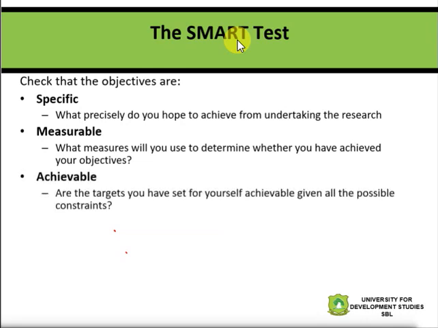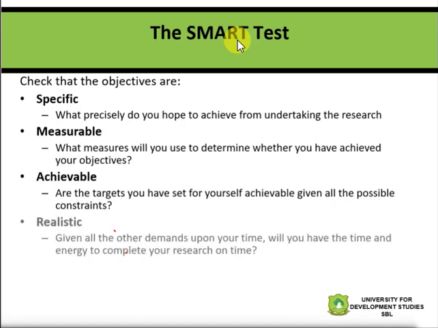Then the third one is achievable. Are the targets you have set for yourself achievable given all the possible constraints? And you should remember that the possible constraints when you are doing your project work are time, the issue of data, which we have looked at. Because the project work is time bound, you cannot go on choosing a topic the results of which you cannot produce within a year or less than a year. If you do that, you will never graduate. So your objective should be what? Achievable. And you should always ask yourself, are the targets I am setting for myself achievable given the time frame and the data constraints I have?